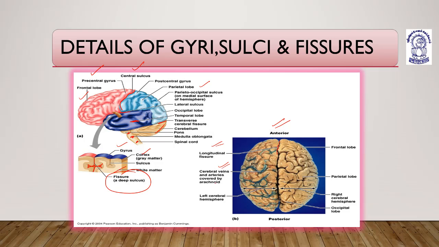Cerebral veins and arteries covered by arachnoid. Left cerebral hemisphere. Right cerebral hemisphere. Occipital lobe. Parietal lobe. Frontal lobe.